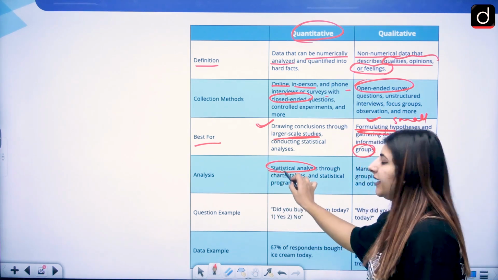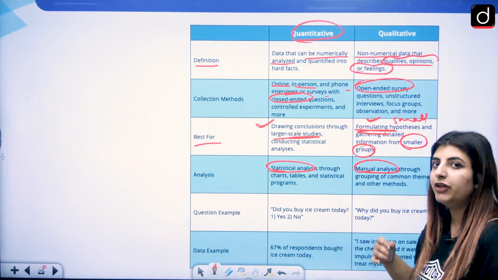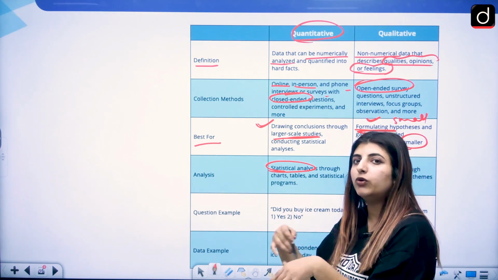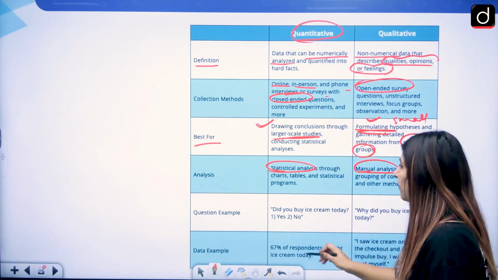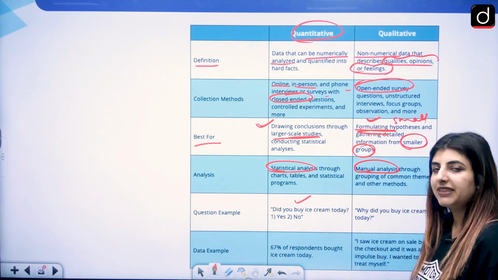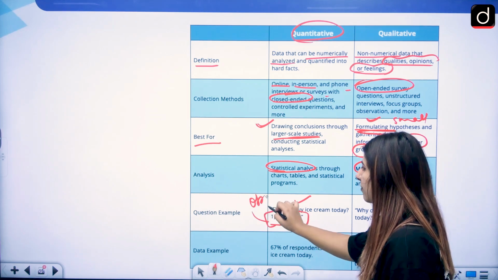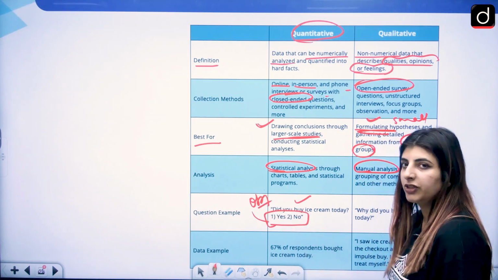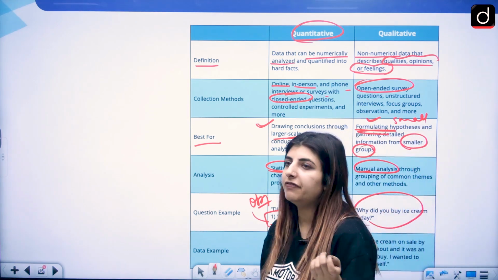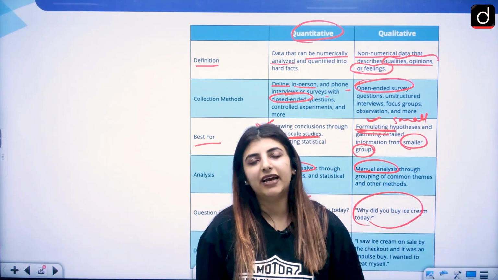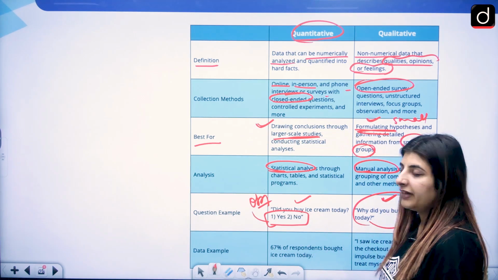Analysis, statistical is here. Manual analysis, already gave you the example that you are going to talk about, you are going to observe, interpret certain things which are written on a piece of paper. Did you buy ice cream? This is an example here. Yes or no? This is in objective format, right? Close-ended question. Why did you buy ice cream today? Just because I felt like I was feeling happy. That is why I bought ice cream for myself, right? That is what is qualitative in nature.